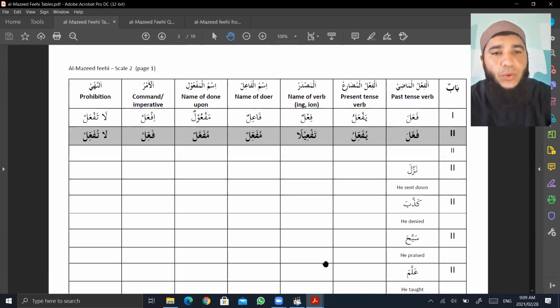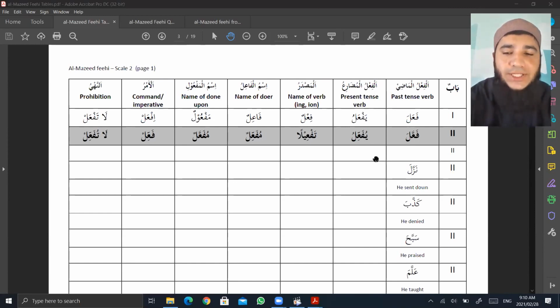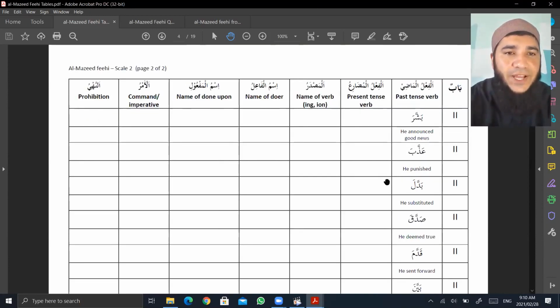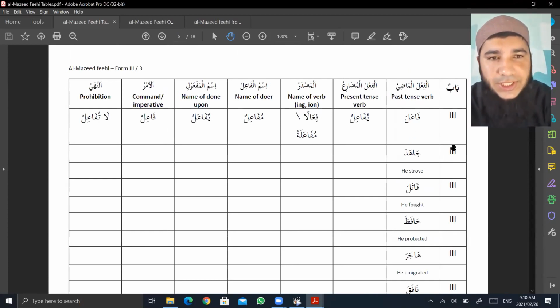And we said that what is increased over there is that there's a shadda on the second root letter, and so that second root letter is repeated. And last week we learned the scale fa'ala, and we said what was increased over there is that an alif was added into the verb form.